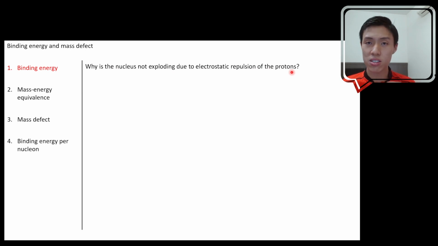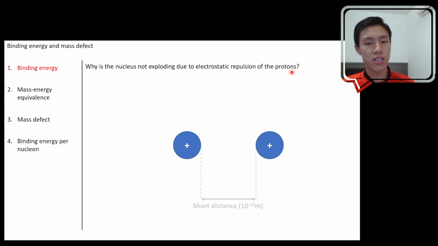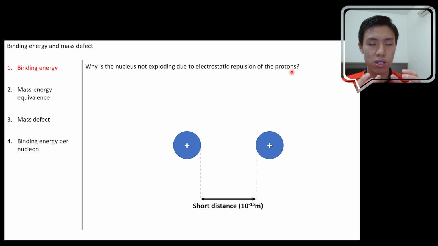So here I'm going to discuss with you the interaction involved that allows the formation of a nucleus even though there is an electrostatic repulsion. Here we have two positive charges representing two protons, and if you're talking about a nucleus, they are placed at a very small distance apart from each other. A nucleus has a size of around 10 to the power of negative 15 meter. You call this 1 Fermi.